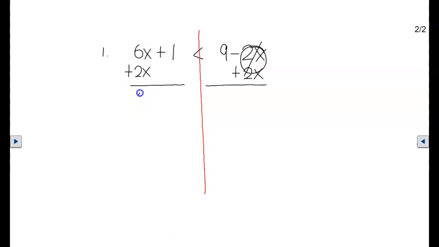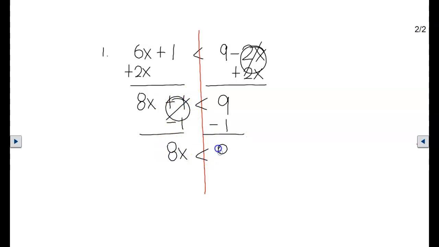So let's see what we have now. We have 8x plus 1 is less than 9. Alright, so we're up to step 4, undo adding or subtracting. We see adding 1, so we will subtract 1. That gives us 8x is less than 8. And then undo multiplying or dividing. Here we are multiplying by 8, so we need to divide by 8. Is it a flipper? No, because I divided by a positive number, so I get x is less than 1. Would this be a flopper? No, because the variable is first.